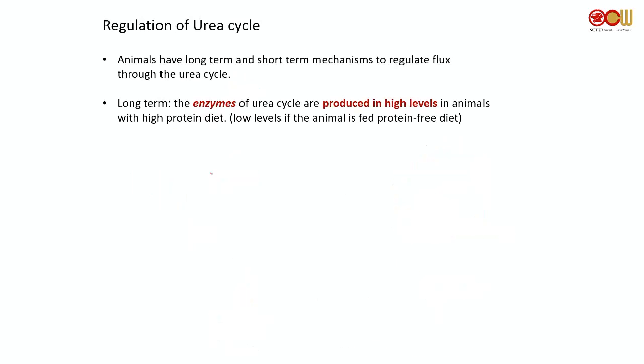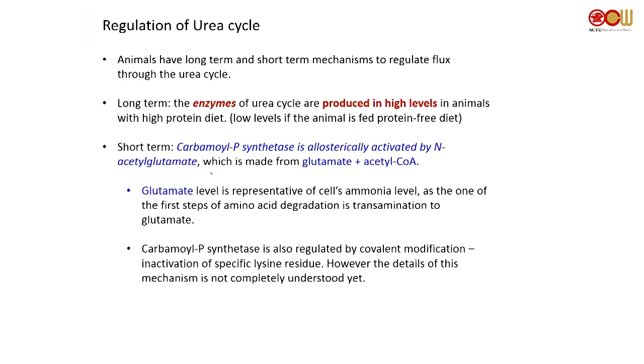This is the regulation of urea cycle. Now, animals have both long-term and short-term mechanisms to regulate flux through the urea cycle. In the long-term regulation, the enzymes of urea cycle are produced in high levels in animals with high protein diets. So if for a long period of time, you keep on eating meat as your diet, then your body will have to transcribe a lot more of your urea cycle enzymes. So it's the long term.